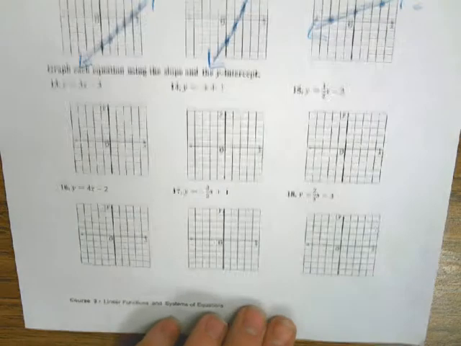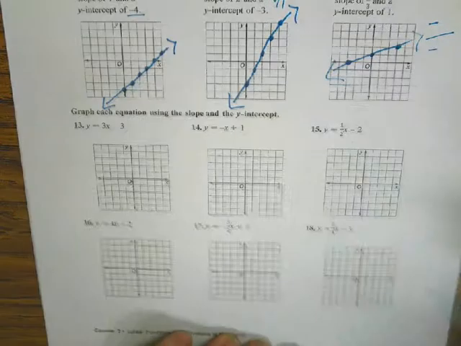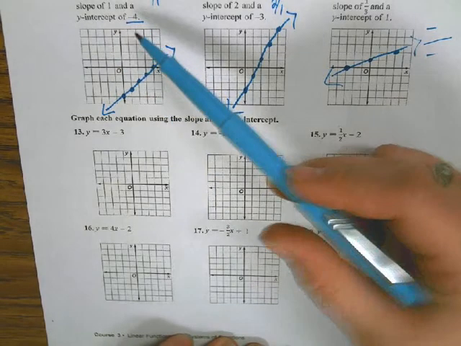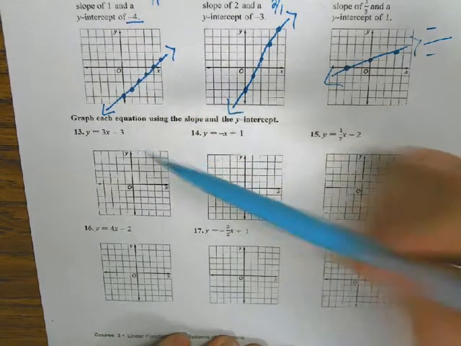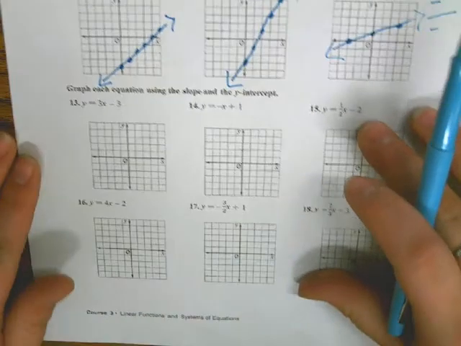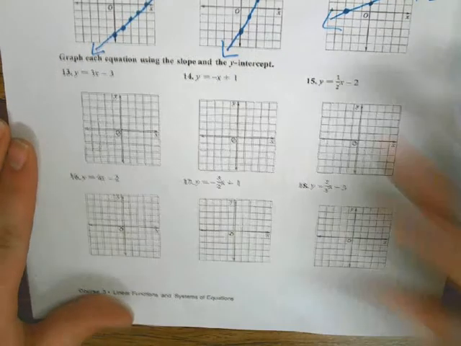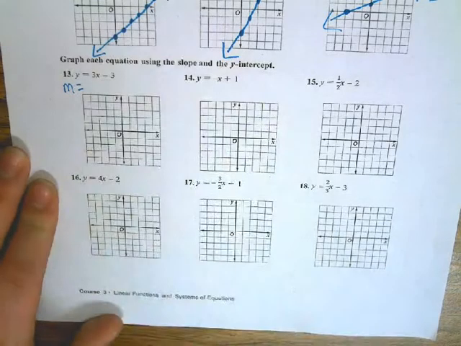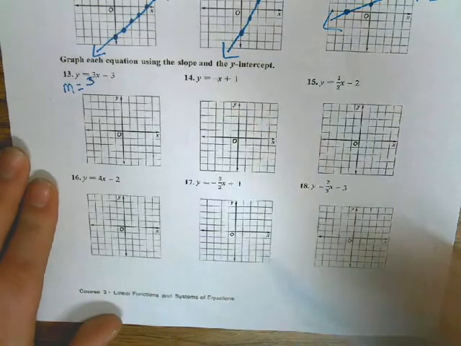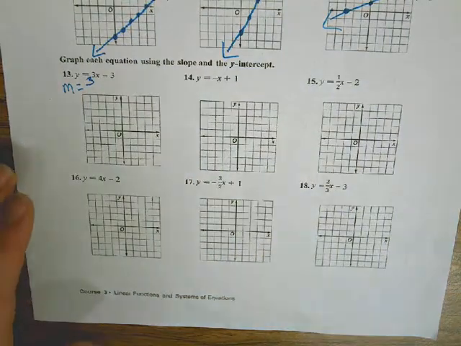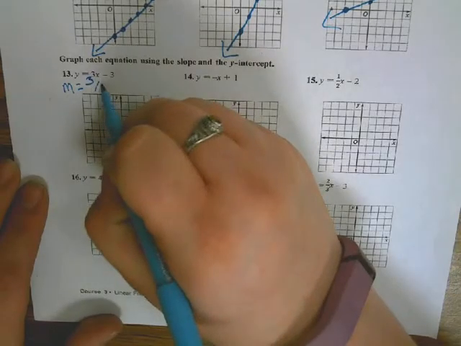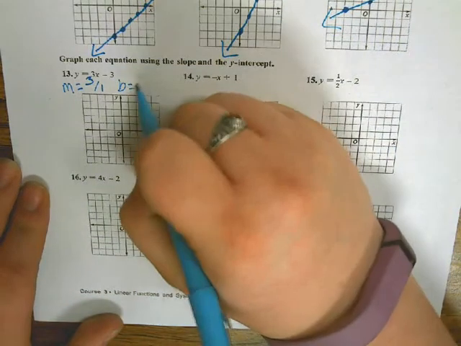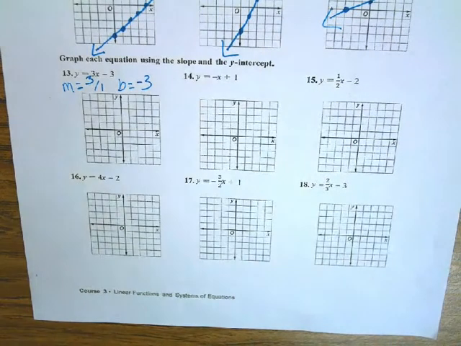Okay, so yesterday we worked on graphing where we were given our slope and our y-intercept. But now they're giving us the equation and they're asking us to graph them. So looking at number 13, what is m equal to? 3, but if I want it as a fraction, how do I write it as a fraction? 3 over 1. What is b equal to? Negative 3. So when I graph, where do I start?